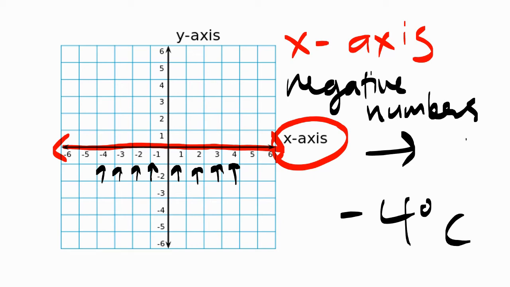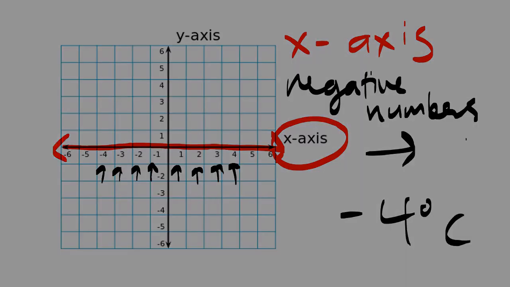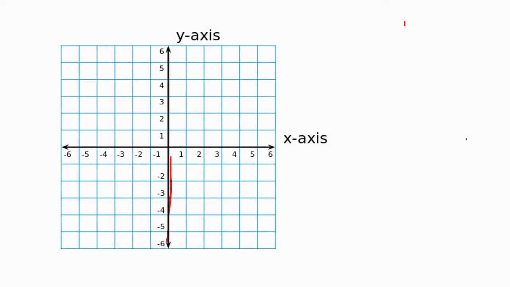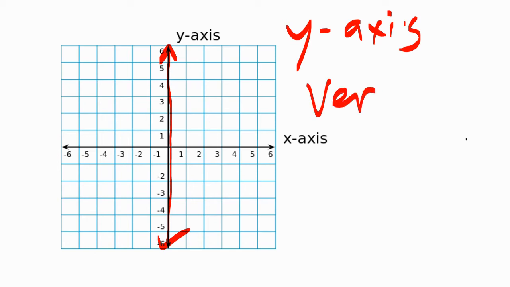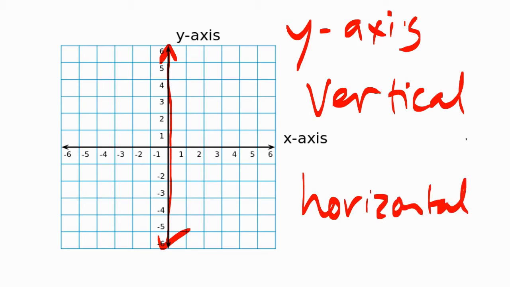Let's look at the y-axis. And just like before, it hasn't changed since year 5, the y-axis. The y-axis is the up and down one, and I guess we would call that the vertical axis. The other one, the x-axis, was horizontal, right? But the y-axis is what we would call vertical, which means that is up and down.